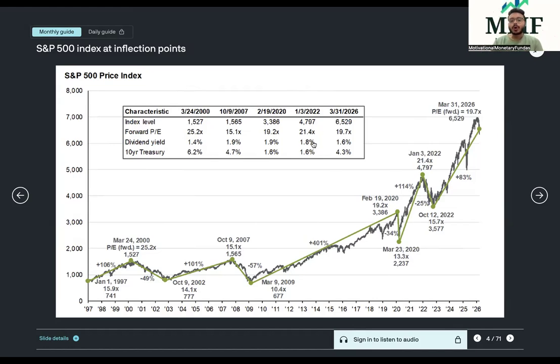This is the forward PE. The dividend yield is 1.6%. The 10-year treasury is trading at 4.3% as on 31st March 2026. On the day I'm shooting this video, this number might be different, or this multiple might also change if the market corrects a lot, right? But as of now, as on 31st March 2026, the 1 year forward price to earning multiple is 19.7.